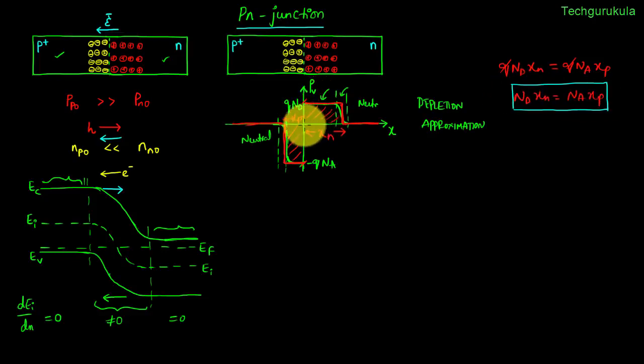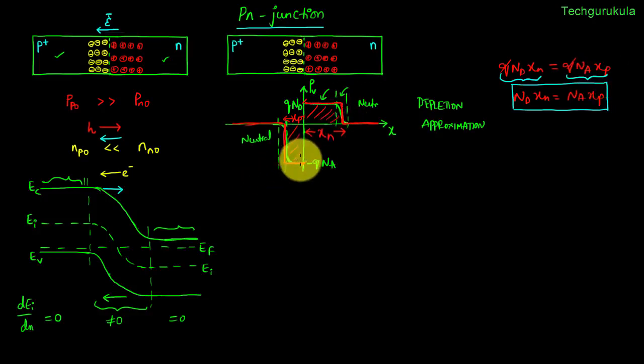And we observe that Xn is greater than Xp because the P side is highly doped compared to the N side. What it means is, let's say on the N side, the charge that we have is Q Nd times Xn. In order to expose the same amount of charge on the P side, it would take a shorter distance to uncover, because the doping concentration is higher on the P side. That's why Xp would be smaller compared to Xn.